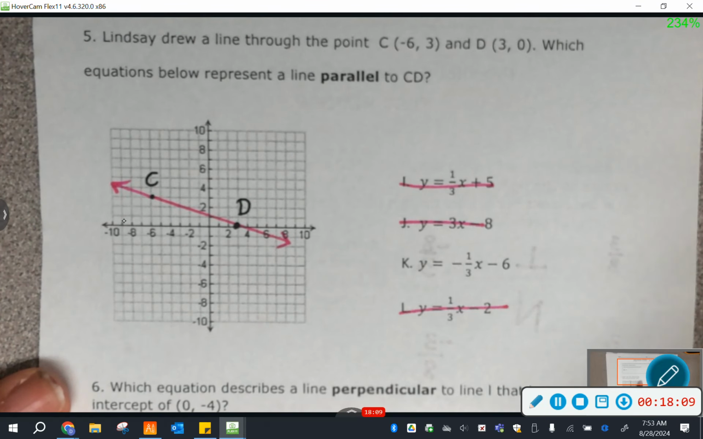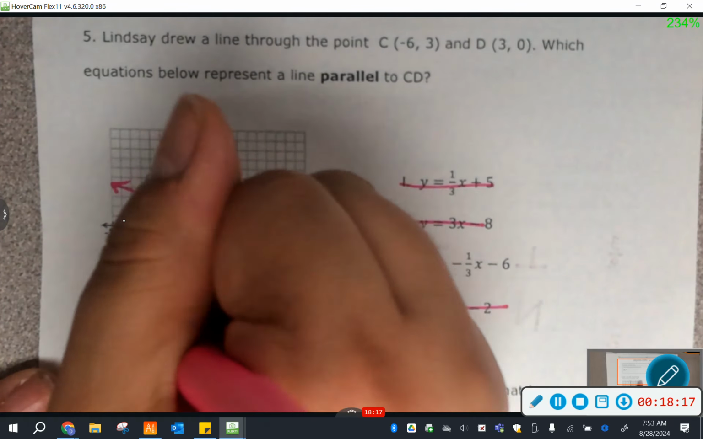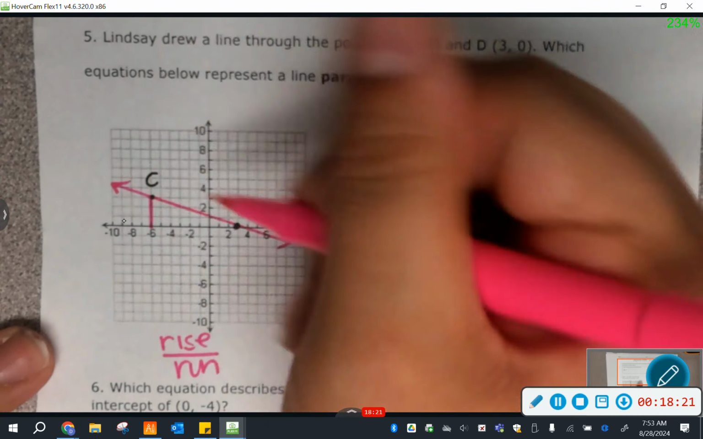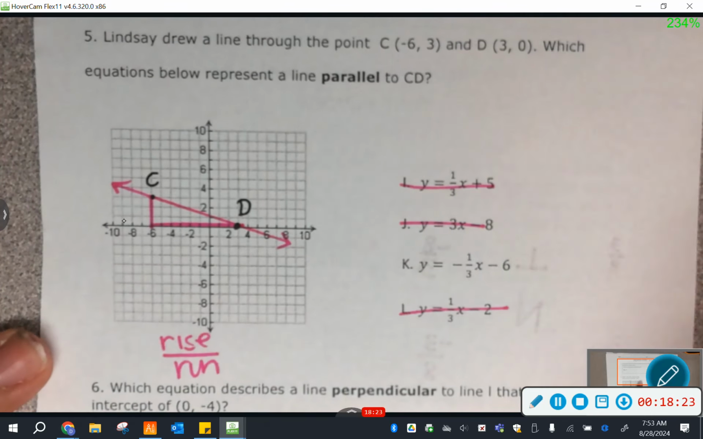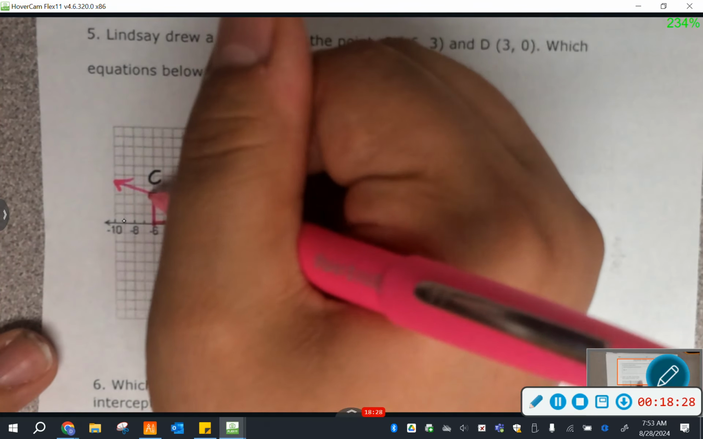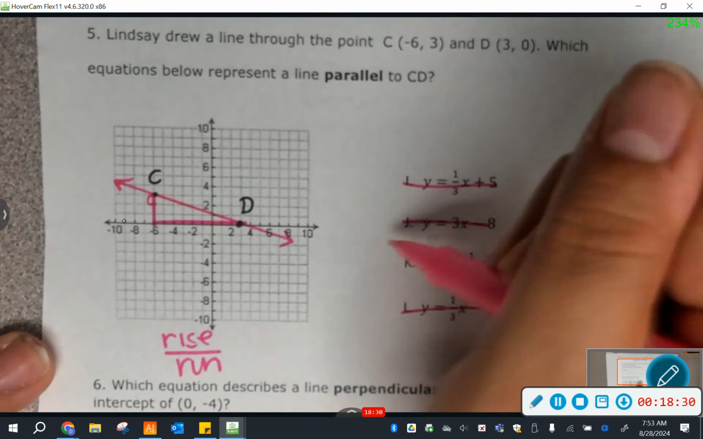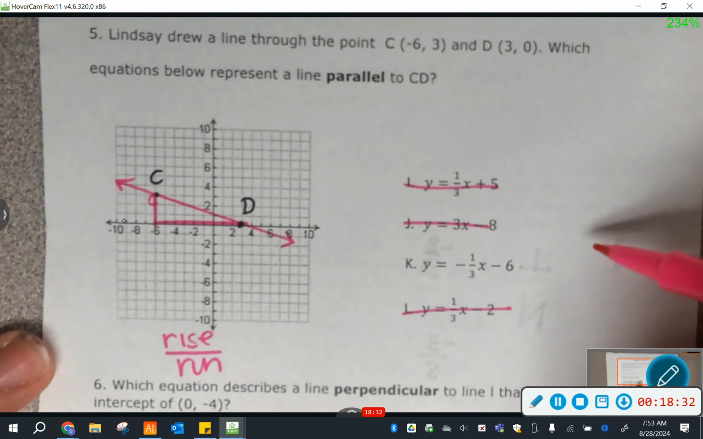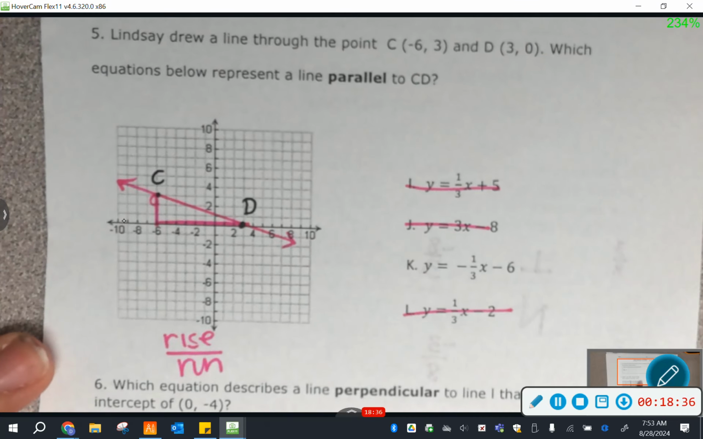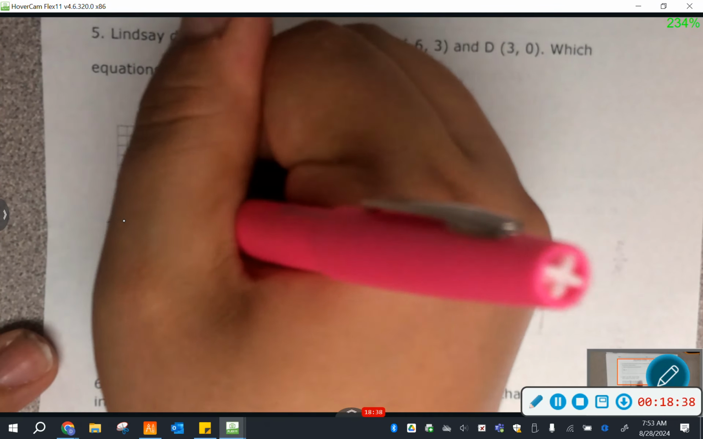Okay, what if tomorrow on your test it's not that easy? Oh, no. Then what do we do? Rise over run. If it's not that easy tomorrow, because that just kind of left you with nothing, right? You only had your one answer choice, because I deleted all the positive ones, so it only left us with the negative ones. Oh, I just realized that.